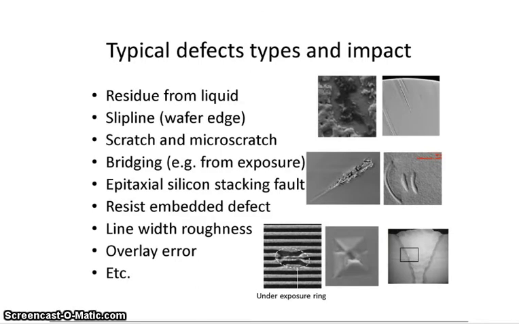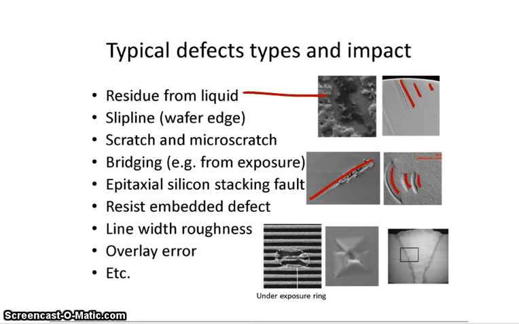So there are also many other typical defects. For example, it can be residue from liquid. There are many ways in the process where we use some liquid, for example wet etch, CMP, or water immersion. So this is the residue from the liquid. There are some slip lines. So this is the slip line here. They are usually very large and usually on the wafer edge. There's some scratch, a huge one here, or some micro scratch. There's a small one here.